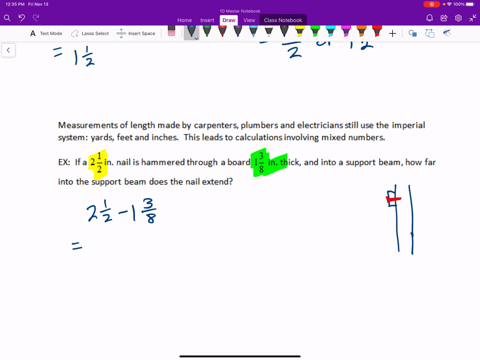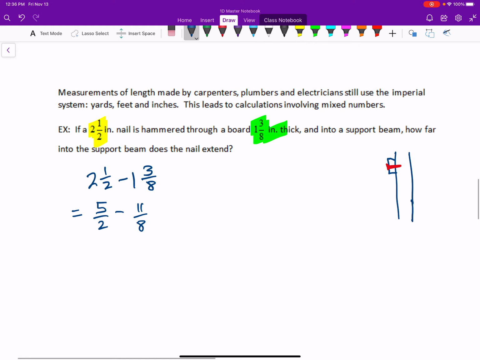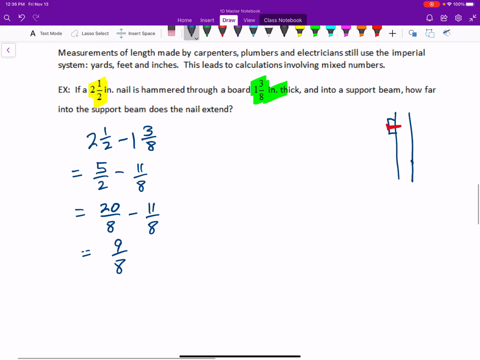So using my preferred method, improper fractions, I would change the first fraction to 2 times 2 plus 1 is 5 over 2, minus 1 times 8 plus 3 is 11 over 8. Get a common denominator. 2 goes into 8, so if I multiply the first fraction top and bottom by 4, I'll get 20 over 8 minus 11 over 8. And then I subtract, I've got 9 over 8, which in this case probably would make sense to switch back to a mixed fraction. 8 goes into 9 one time with 1 left over, so it would be 1 1/8 inches.